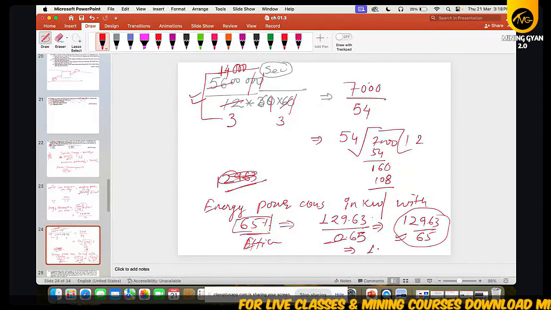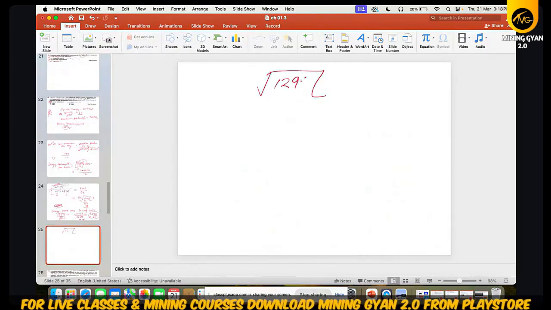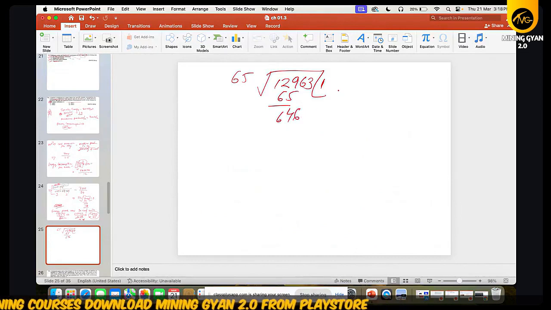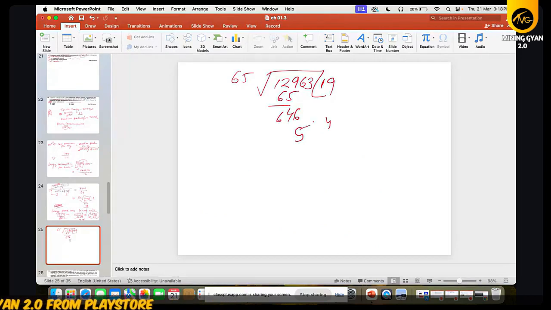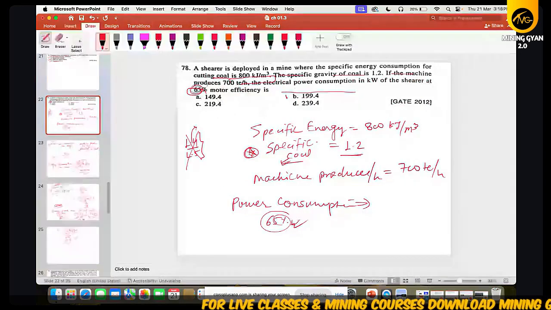So its value will be... let me just do it, wait. What will its value come to? 112,963 divided by 65. So 1, 6, 5, 4, 6, 6, then 9. So like that, the answer is 1.9. We have only one option like that, so the answer will be this.